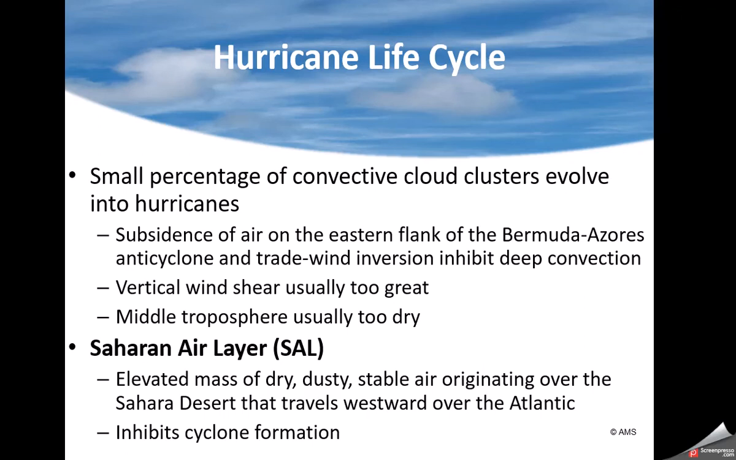When they do, these are very stable. They have tremendous wind shear within them, and they're also very dry aloft. So you wind up with no thunderstorms able to really tap into that moisture that's all below there. You wind up killing hurricanes.